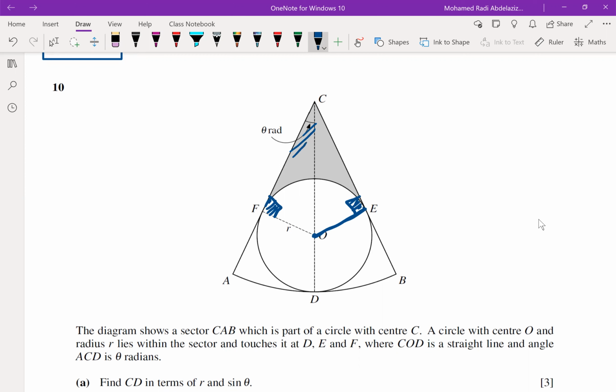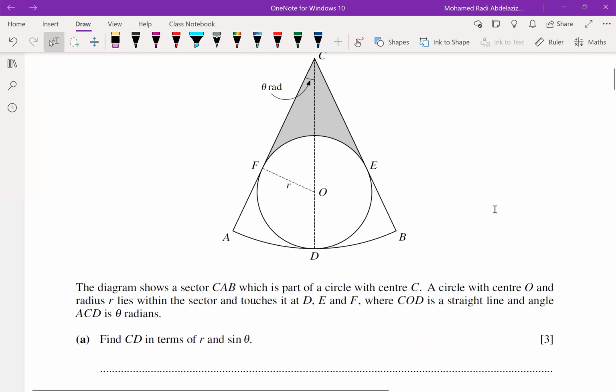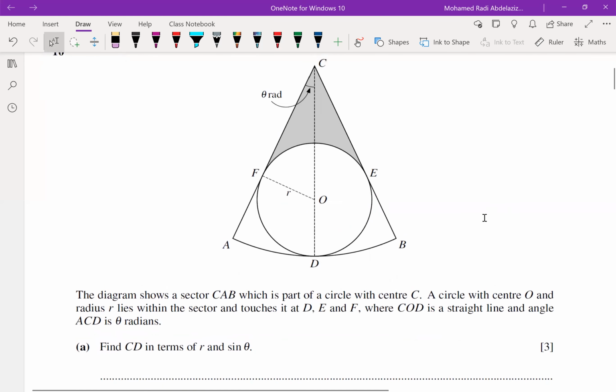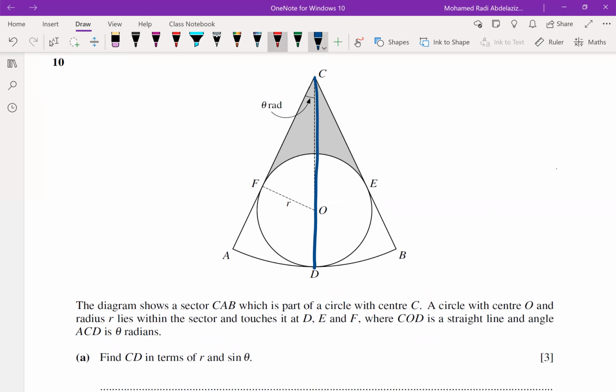This means we have a right-angled triangle. So it's clear now you can use the trigonometric ratios, sine, cosine, or tan to get all sides in terms of r and theta. Part A, find the length CD in terms of r and theta. As I said, from this right-angled triangle, you can find CO in terms of r and theta, then add the radius, which is r, to get CD in terms of r and theta.